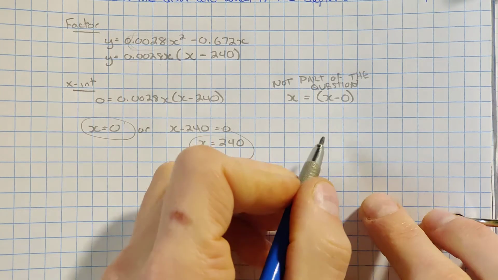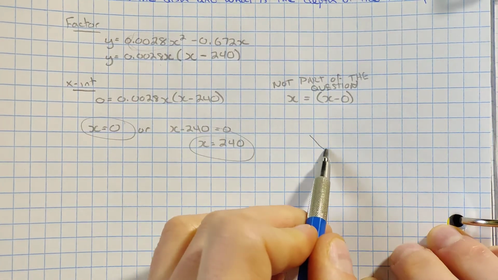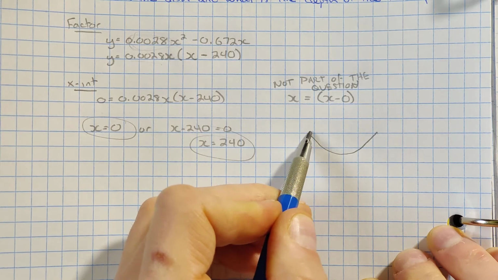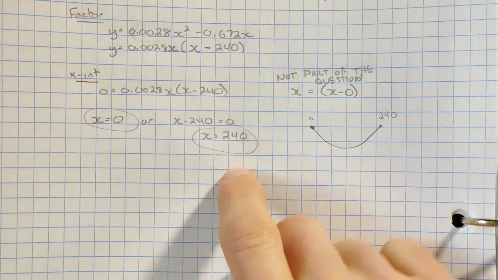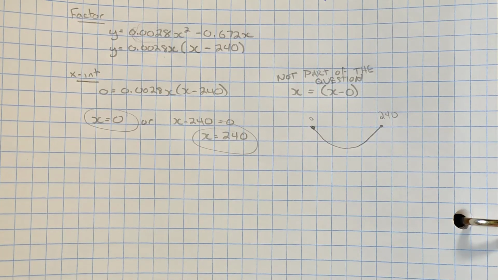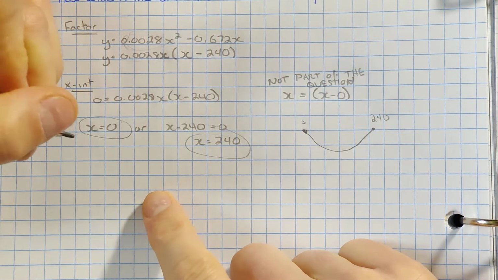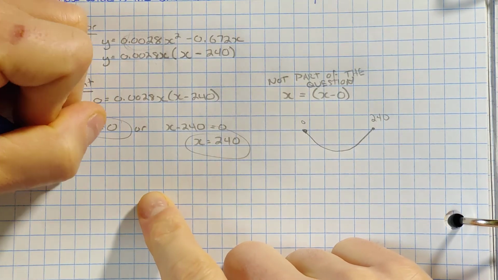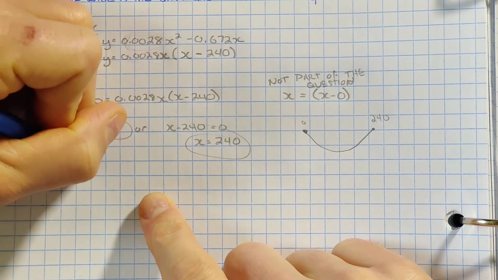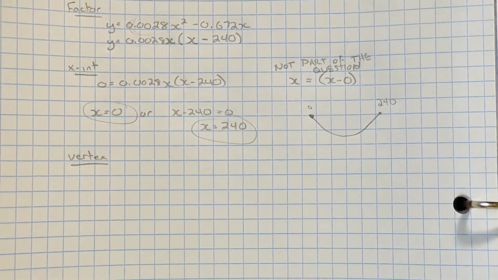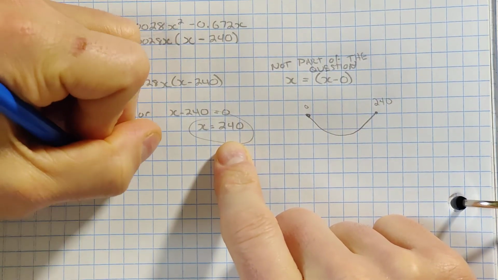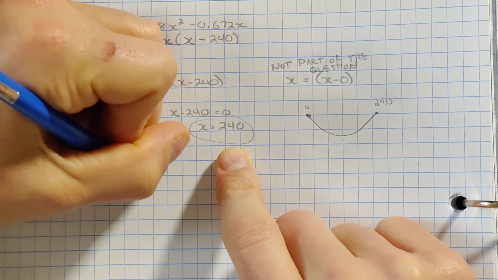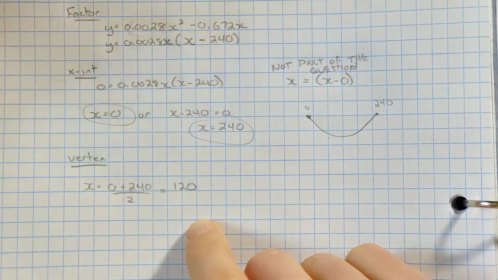So this is nice. Now we're going to have this parabola, and it's opening downwards like this. We got a 0 right there, and then this point over here is 240. So how wide is the parabola? Nice and easy. This parabola is 240 feet wide. And then the depth is going to be given by, again, our vertex. So with our vertex here, we find the middle of our x values. So 0 plus 240 divided by 2, which is going to give us 120.